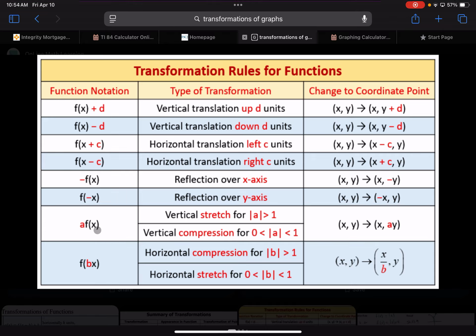And then finally, the last two, which are the most annoying: if I have a constant being multiplied by the entire base graph, then if the absolute value of that constant is greater than 1, because remember, if this is negative, the negative will be taken care of in the reflection. I'm just talking about the number, not the negative part. That's the reflection. So that's why it says absolute value. So if it's not a fraction, then this will be a vertical stretch.